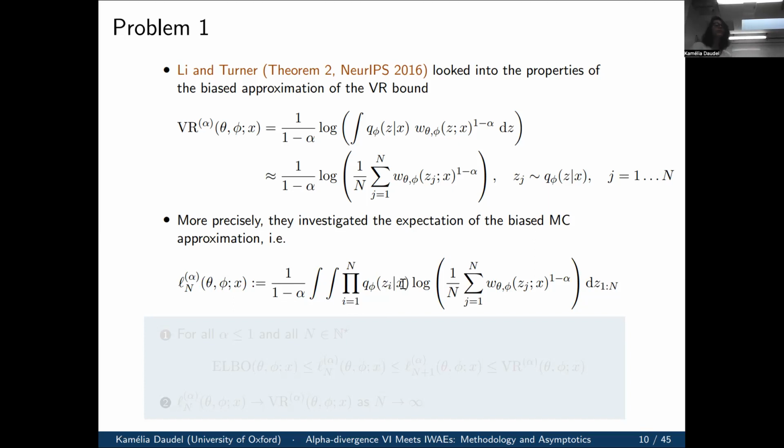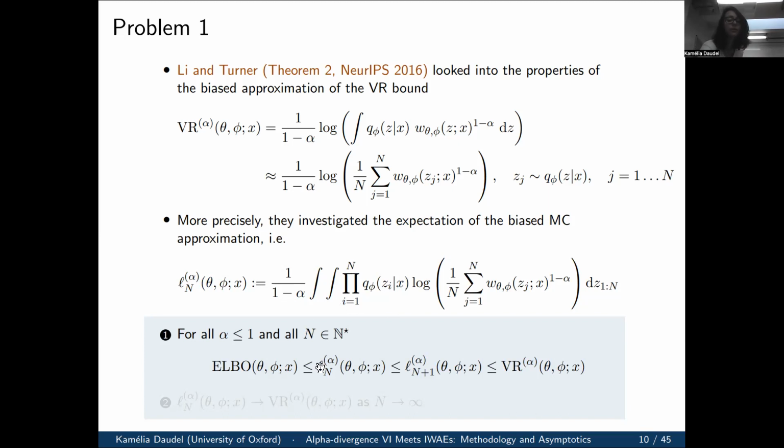This is good stuff. So they were like, okay, let's at least try to understand what's going on if I look in expectation at my biased Monte Carlo approximation, which makes sense, okay? And they proved a few properties. The first one is that if you increase n, then you've got this kind of relationship. As you increase n, you get closer to the VR bound, which is satisfying in a sense. It tells you if you keep on increasing n, you're getting closer to your target in an increasing manner. And if you let n go to infinity, you recover the variational bound. Okay, so that's what they proved.